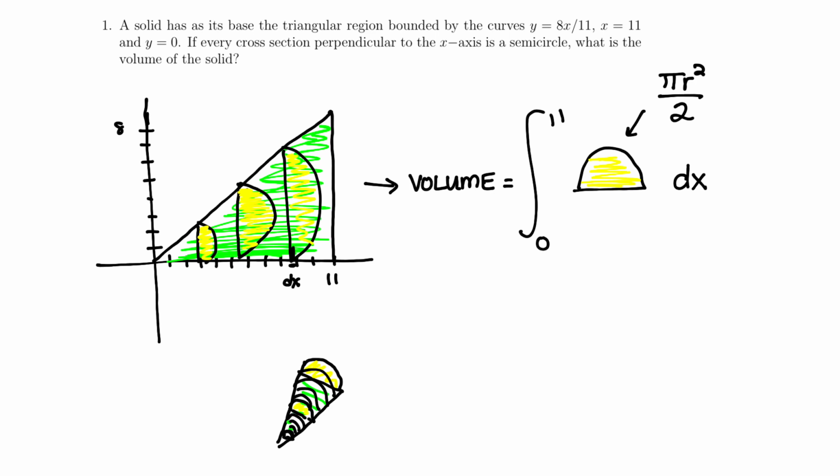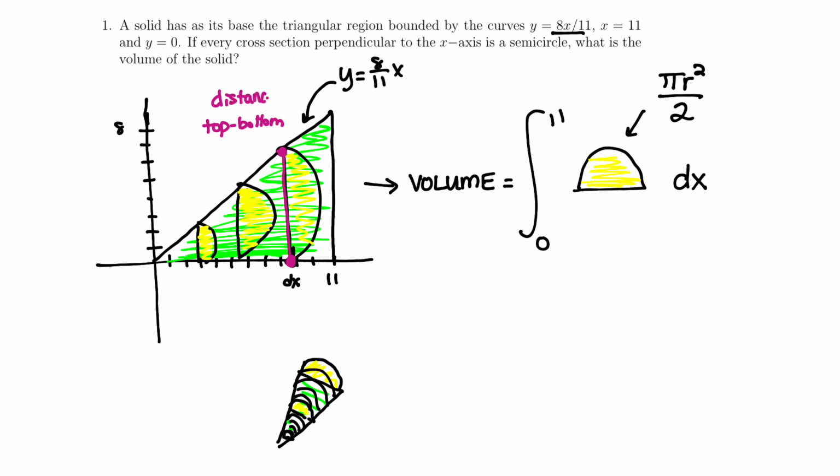Let me give you a hint. What's this top equation here, Patrick? It's y equals something, right? Y equals 8 over 11x, is that right? And so the distance from here to here is the top function minus the bottom function. That's how you can think of getting the distance.